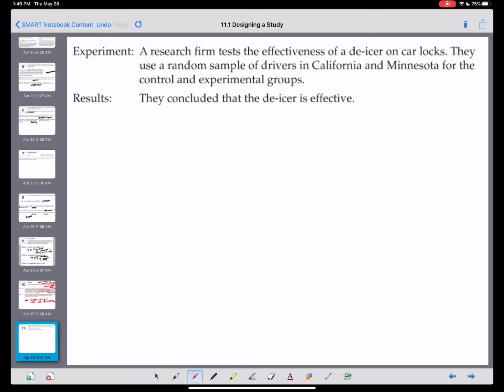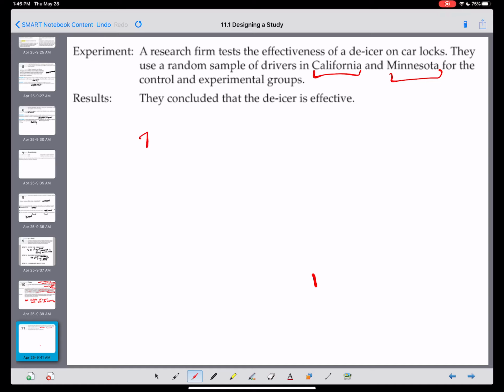Experiment. A research firm tests the effectiveness of a de-icer on car locks. They use a random sample of drivers in California and Minnesota for the control and experimental groups. They conclude the de-icer is effective. Once again, California is hot. Minnesota is cold. That's the flaw. You're not doing it at the same spot. The weather changes, right? Like the de-icer would probably work a lot better in California because it's warmer, naturally.